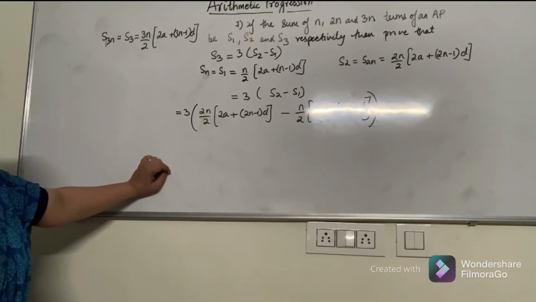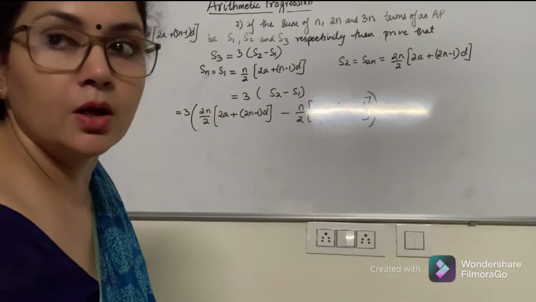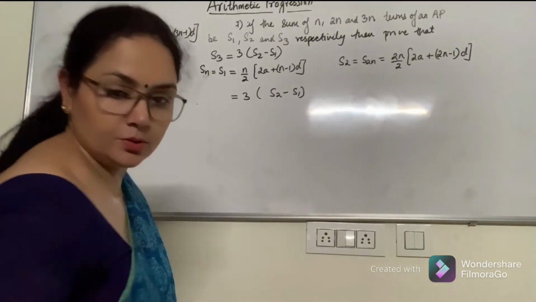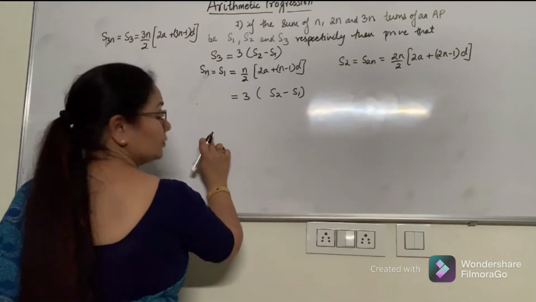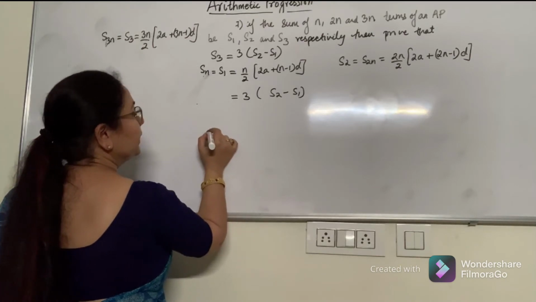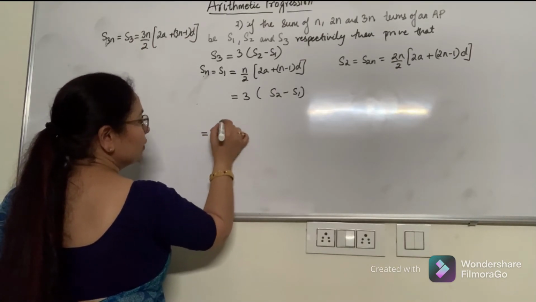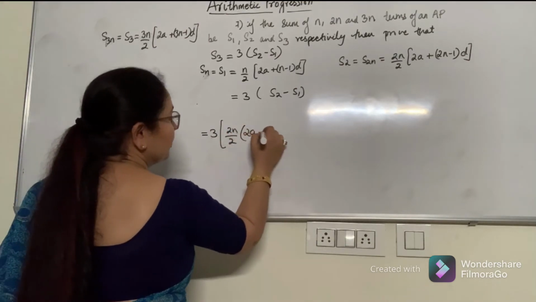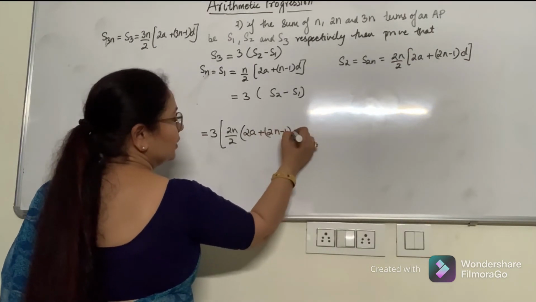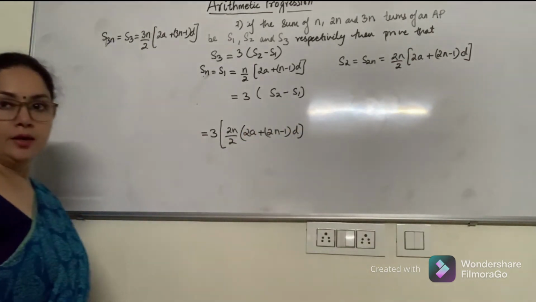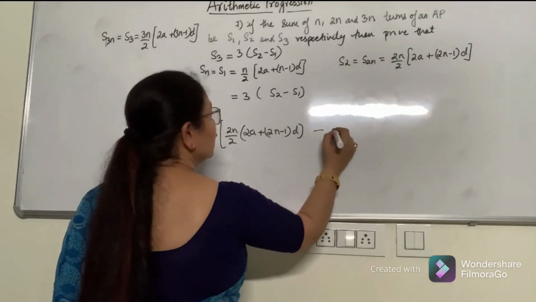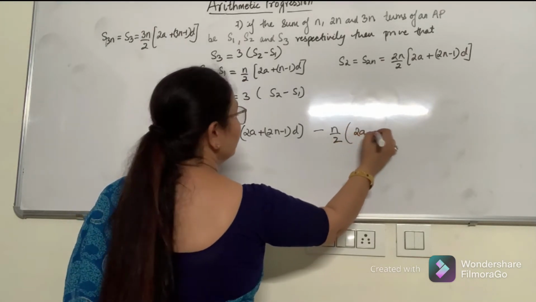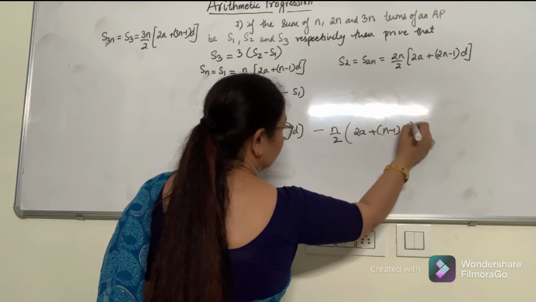There is a glare there, so I'll write it somewhere down. I'll not use this portion. So thrice of S2 again. S2 is 2n by 2, 2a plus 2n minus 1 d. And then minus n by 2, 2a plus n minus 1 d.